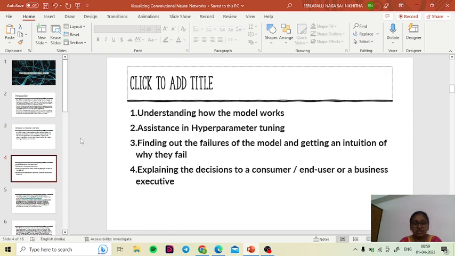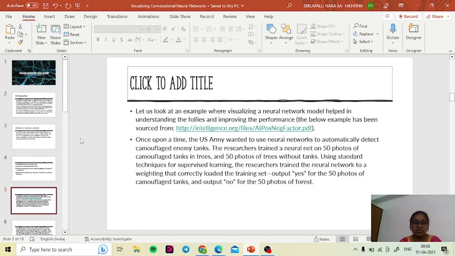The important points one should remember are: first, understand how the model works; second, assistance in hyperparameter tuning; third, finding out the failures of the model and getting an intuition of why they failed; fourth, explain the decisions to a consumer, an end user or a business executive.